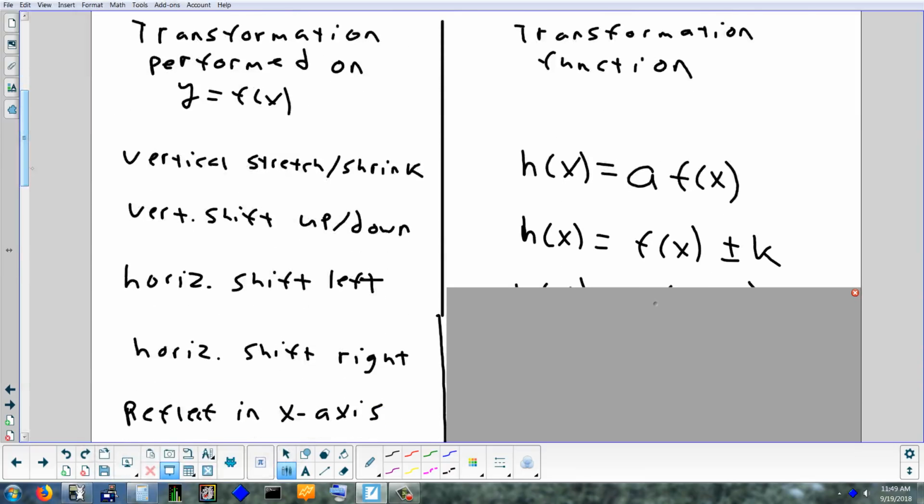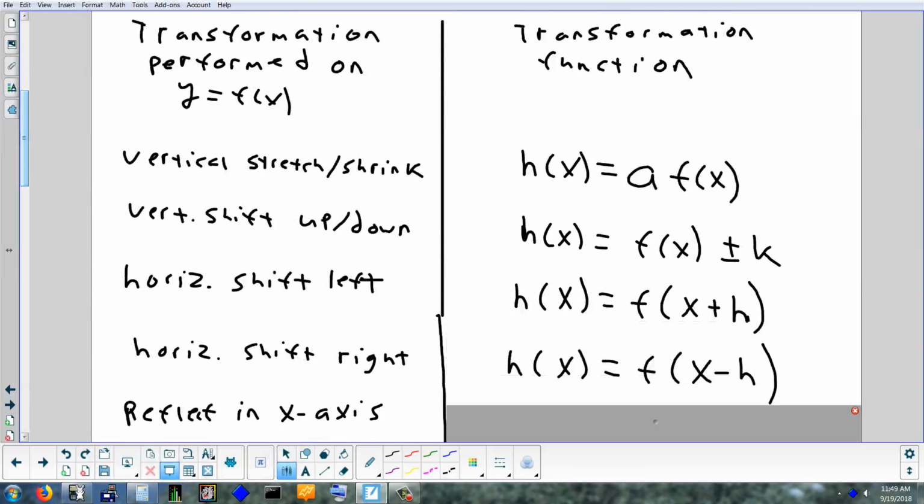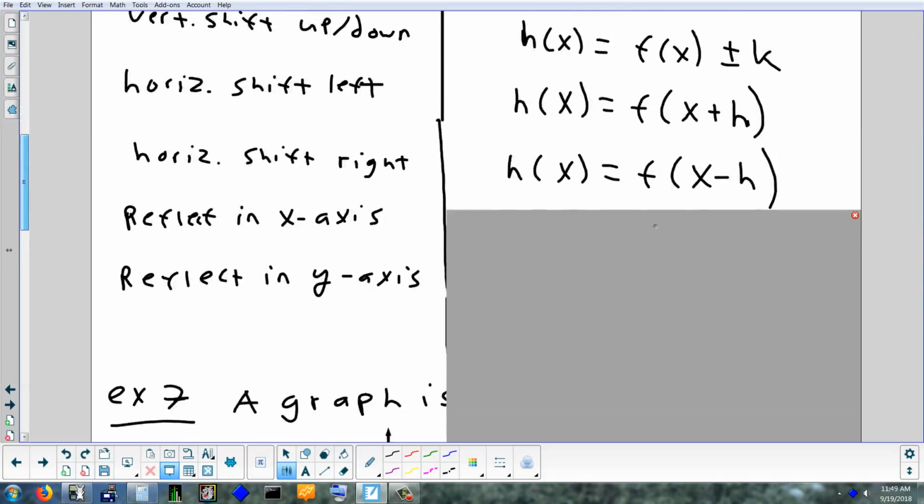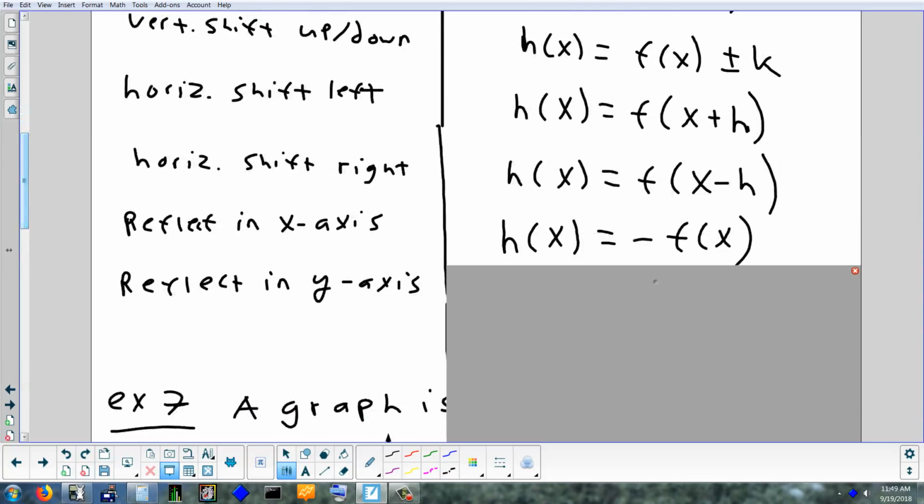How about shifting left? How did we shift the parabola to the left yesterday? Yeah. Plus a number. That's when we do x plus a number inside the parentheses. And then to shift right, that's when we do x minus a number. Reflecting in the x-axis, we did that yesterday. That's when you put a negative in front of any function.